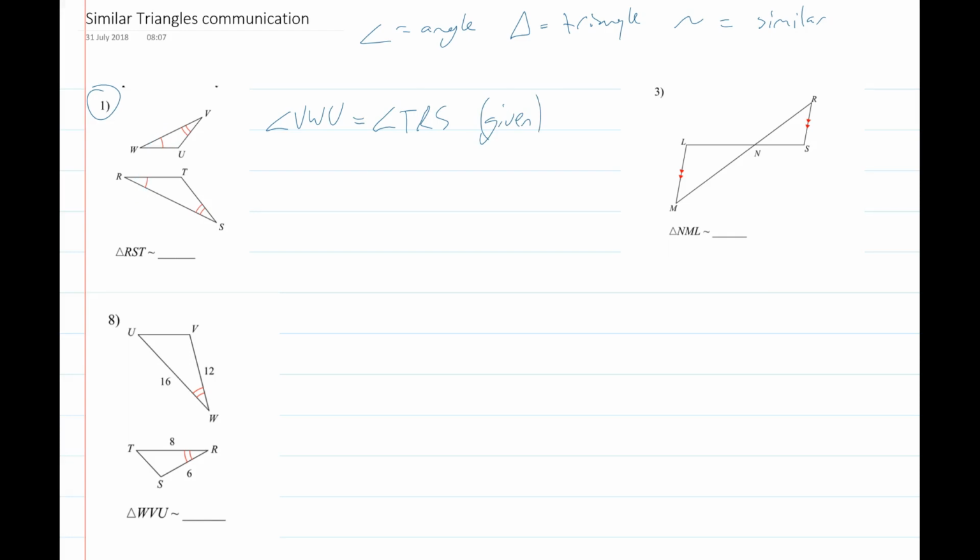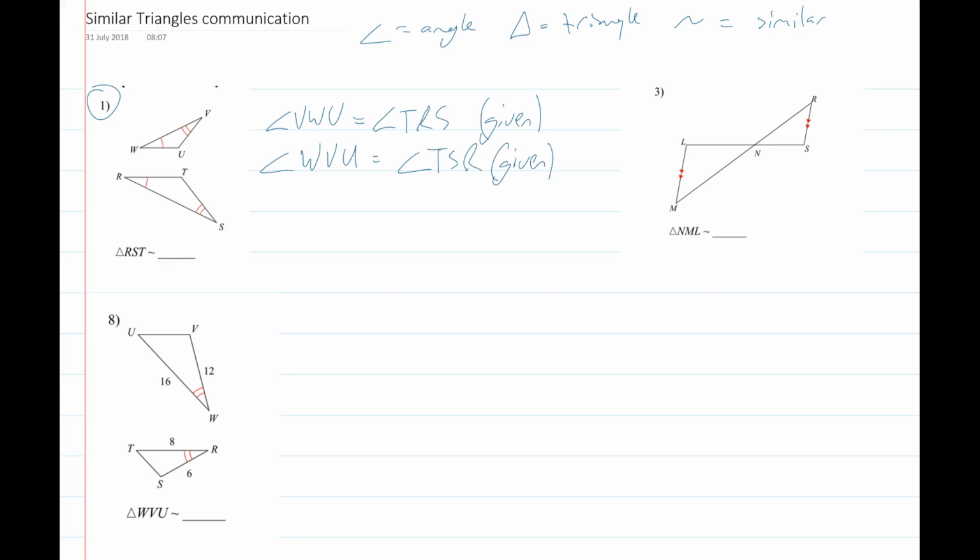Okay, let's take a look at the other pair of angles that's here. I'm going to say they're given ones. So angle, and we're going from W to V to U. So it's WVU is the same as angle, and in this one, not TRS, TSR. From T to S to R, TSR. And how do we know that they're equal? Well, we got given that.